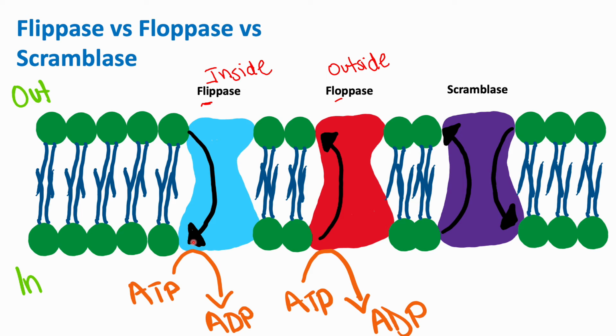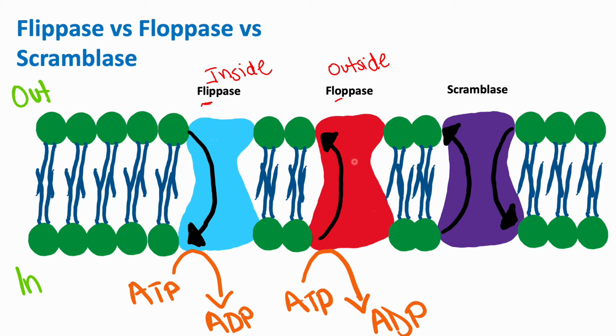Now we might ask ourselves, why is it important to have these Flippases, Floppases, and Scramblases? Well, these three enzymes or proteins are needed in order to maintain the phospholipids on the outside and the inside. For example, when we're creating these phospholipids, we want to make sure that those phospholipids are reaching the outside. Or if we have phospholipids on the outside, we want to make sure that we have enough on the inside.